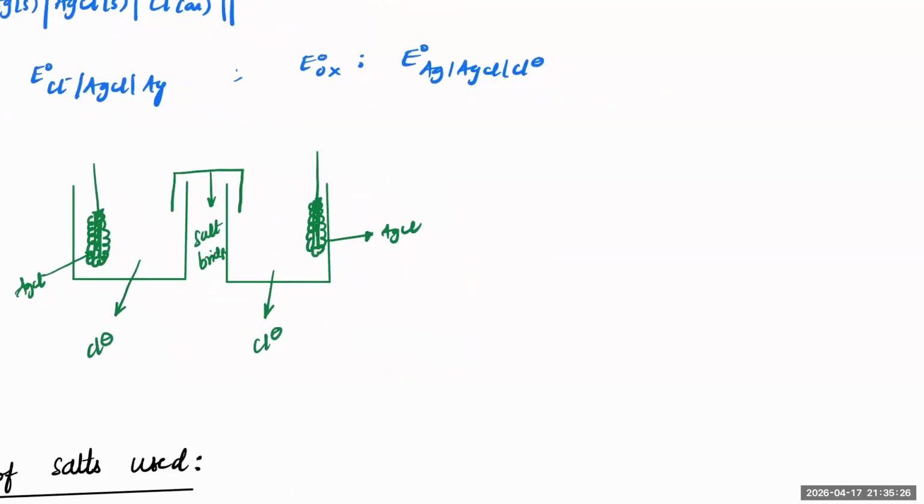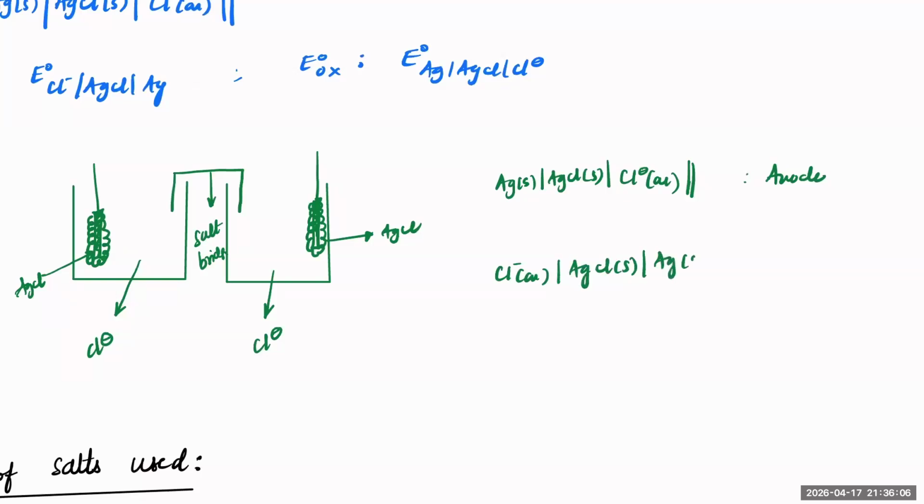So if at all I have to write the anode part, I will write it always like this. Silver with AgCl solid, and that is converting into Ag plus aqueous. Sorry, Cl minus aqueous. This is the anode representation. Cathode representation, of course, for anode representation, double line will be at the end. For anode representation, it is Cl minus aqueous, then AgCl solid, and then Ag solid.